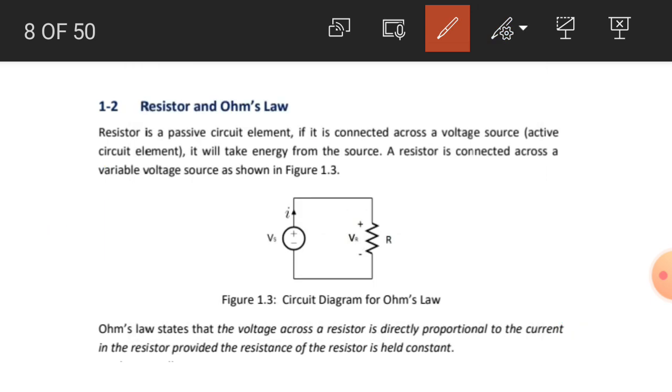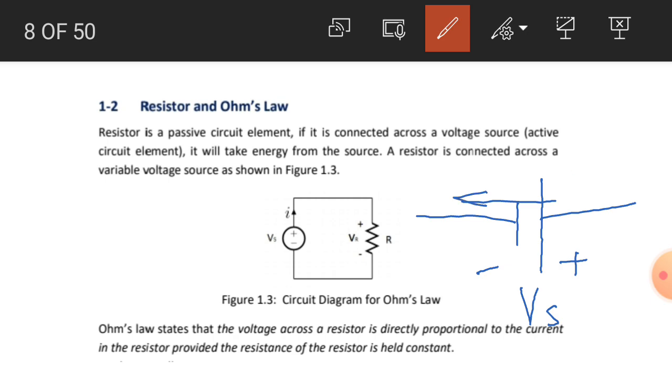And if the current flows from the positive terminal of the source towards the negative terminal, then this voltage of the source will be known as voltage drop. So I consider the current in this direction. You see over here the current flows from the positive terminal of the source towards the negative terminal of the source. So this voltage will be known as a voltage drop.